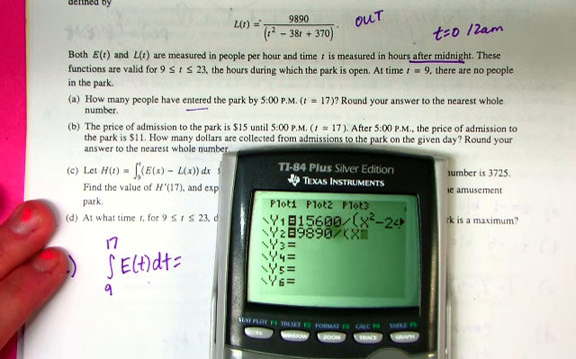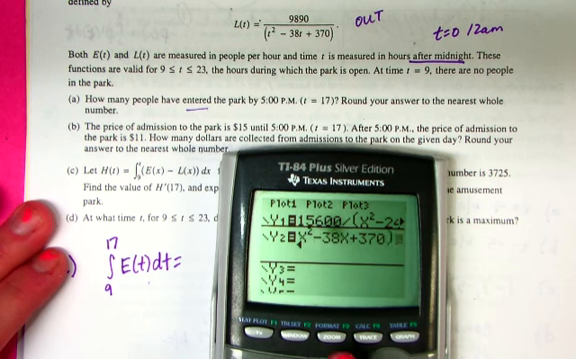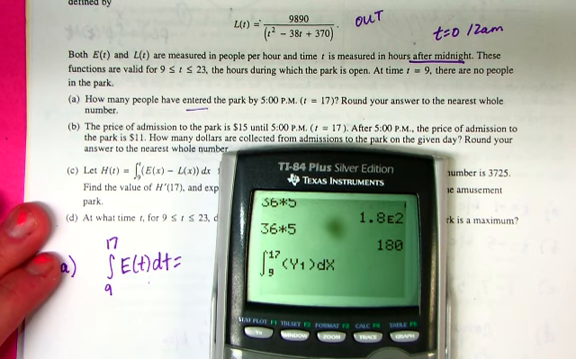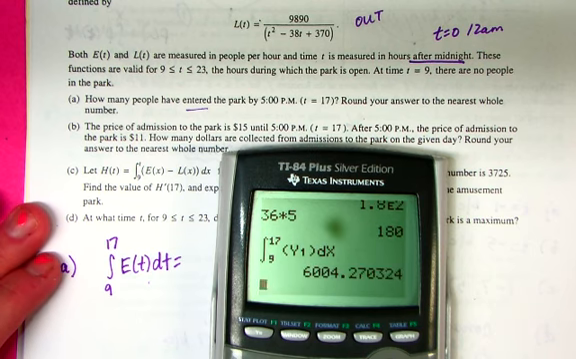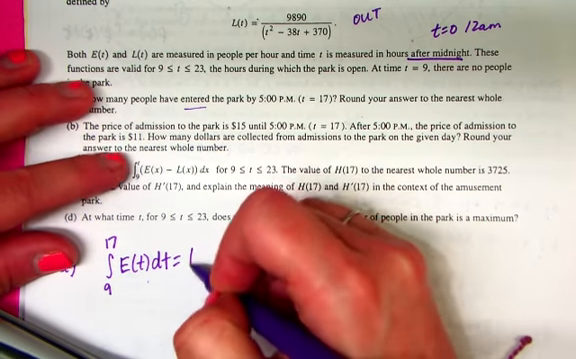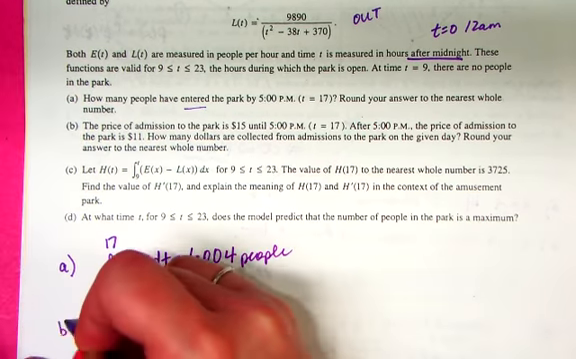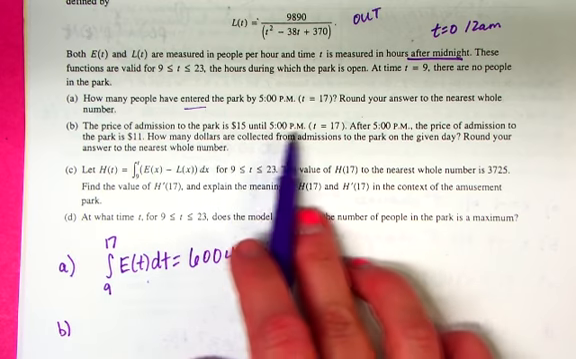T squared minus 28t plus 370. Okay, so when I go back, math 9 to 17 under y1, that ends up with, to the nearest whole number, 6,004 people. Part B. Price of admission is $15 until 5 p.m.